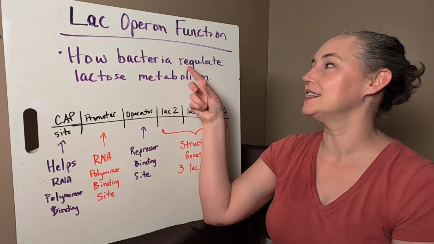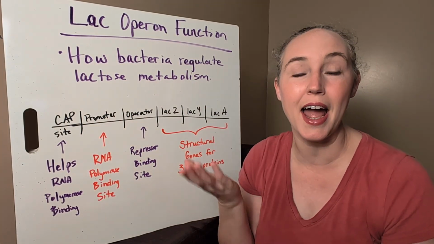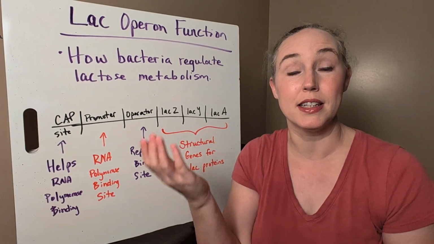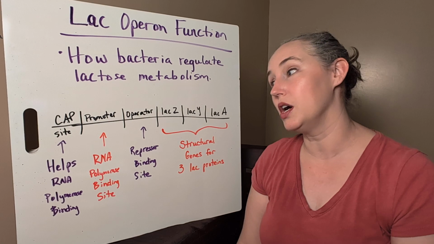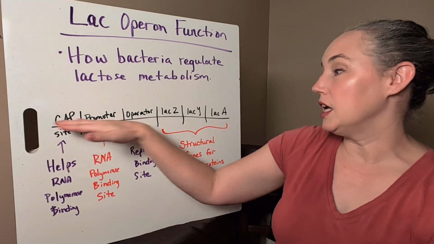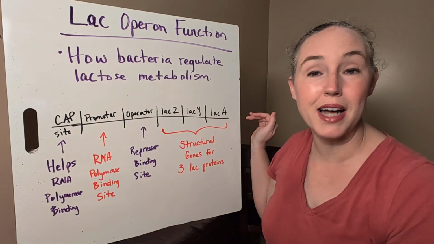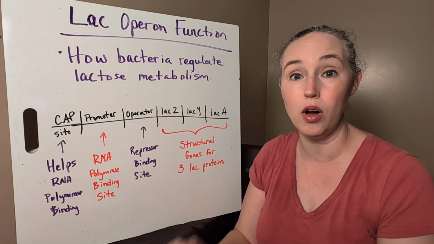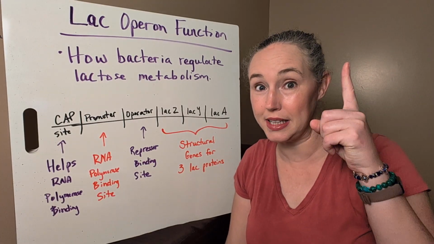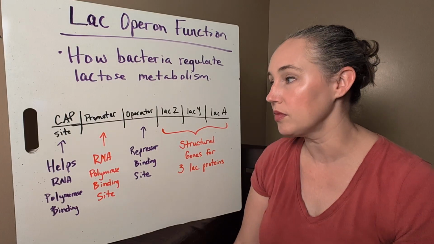The Lac Operon is how bacteria regulate lactose metabolism, right? And lactose is the sugar in milk and milk products. So here's a quick example, a diagram of what the Lac Operon looks like. I did a whole video on the structure of the Lac Operon, so please do check that out.